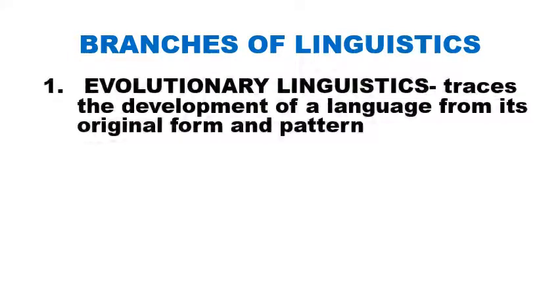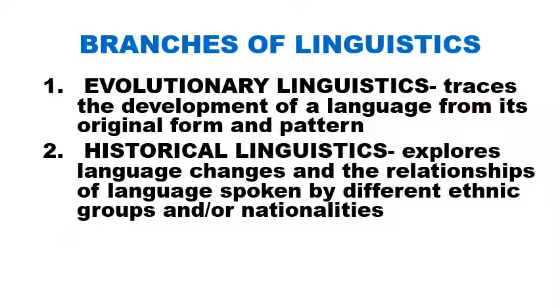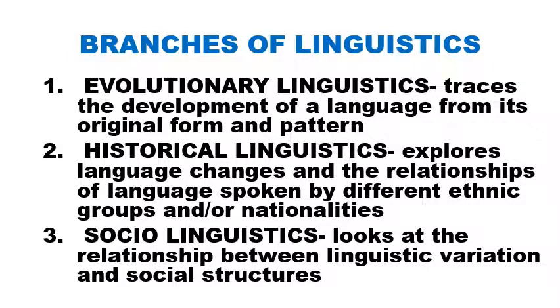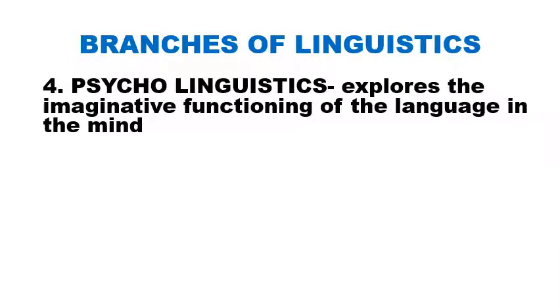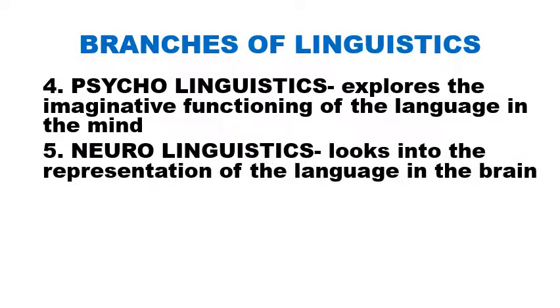Branches of linguistics. Evolutionary linguistics traces the development of a language from its original form and pattern. Historical linguistics explores language changes and the relationships of languages spoken by different ethnic groups and/or nationalities. Sociolinguistics looks at the relationship between linguistic variation and social structures. Psycholinguistics explores the functioning of language in the mind. Neurolinguistics looks into the representation of language in the brain.